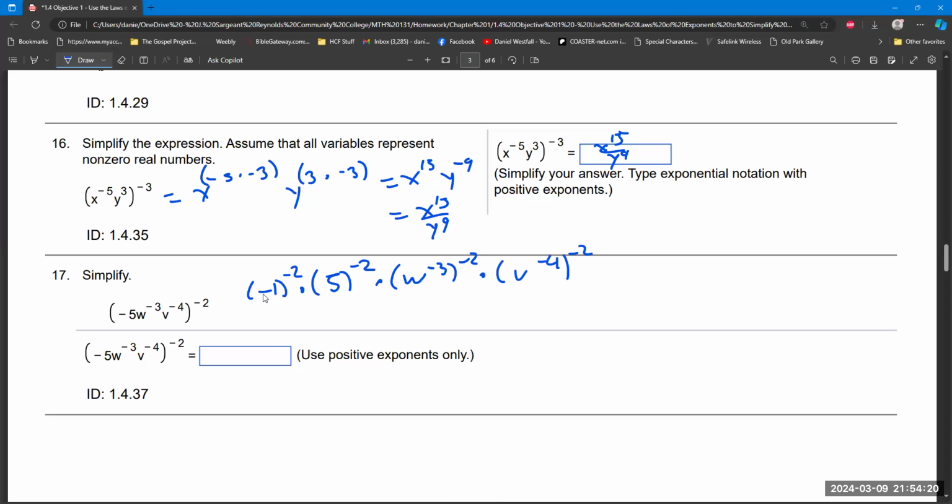So this is going to be 1 over negative 1 squared. That's going to be 1. This will be 1 over 25. This is going to be w to the 6th over 1. And this is going to be v to the 8th over 1. So this is going to be w to the 6th, v to the 8th over 25.